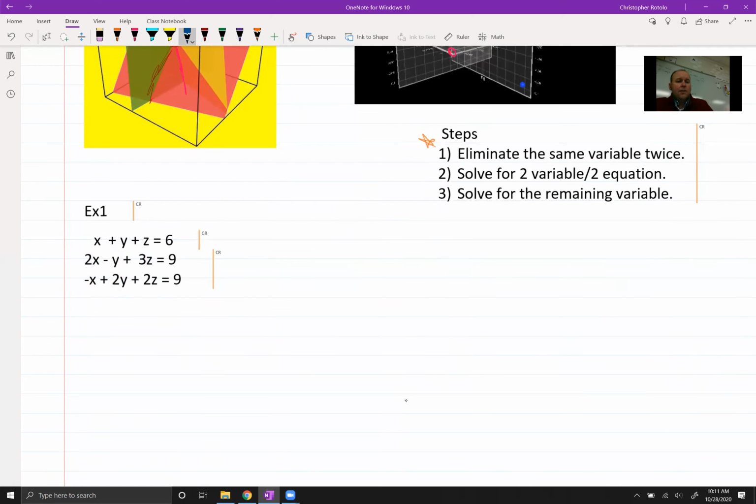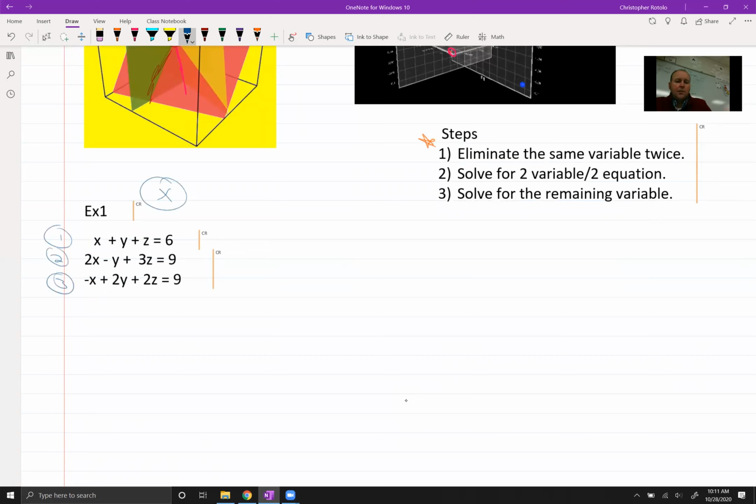So what we're gonna do is identify and get rid of the x's just because it's at the very beginning. Okay, so one thing for taking care of the organization part of it is I like to identify what I'm going to do. So I'm gonna get rid of x twice. So that's my very first goal. What I'm also going to do is say this is equation 1, 2, and 3.